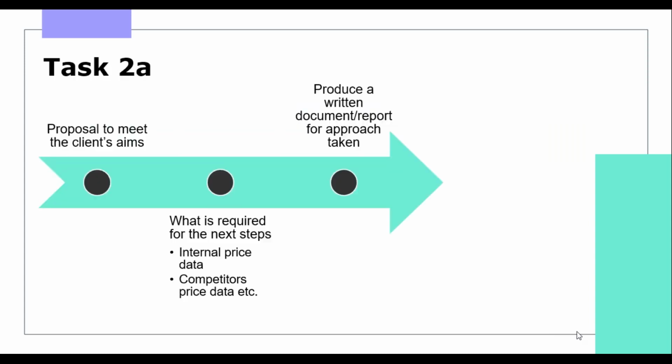Now, for this task, students will propose and consider what is required for the next steps. For example, internal price data and competitors' price data. The scenario will provide some insight, but also the instructions should outline this. Students will then be required to produce a written document report for their approach, and the focus can vary from one assessment series to another. Is it a team meeting or for another stakeholder? This helps understand the audience they're aiming at.